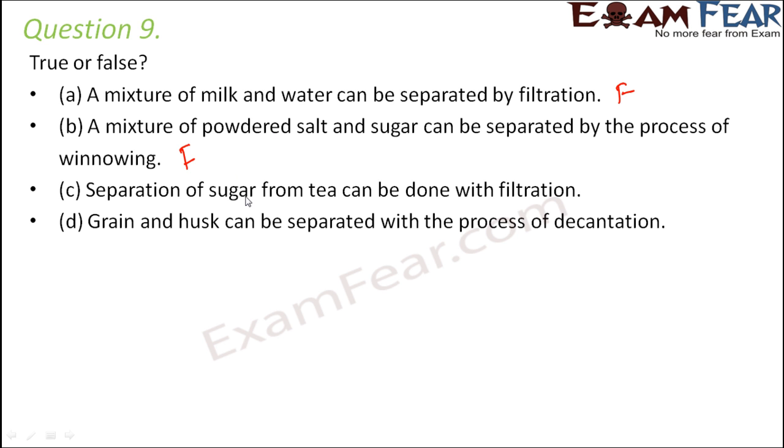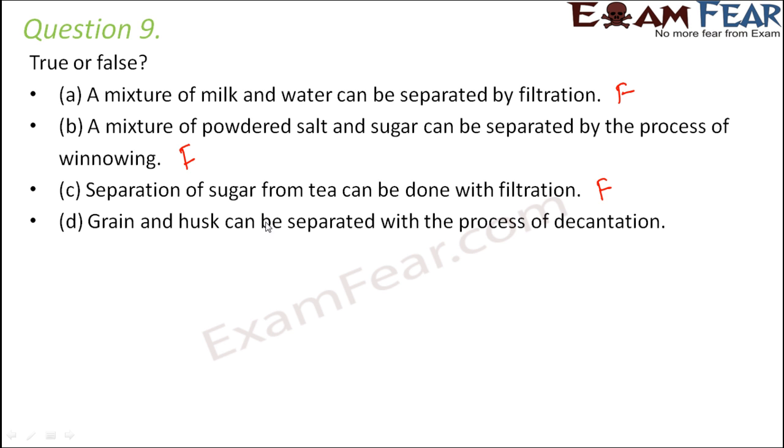Separation of sugar from tea can be done with filtration. No, that's again false. Using filtration we can separate the tea leaves from the tea, but not the sugar, because sugar is dissolved in the tea. Even if you pass it through the filter, the sugar will also pass since it is dissolved in water. The process that can be used here is evaporation, because during evaporation the water will evaporate and the sugar will be left over.